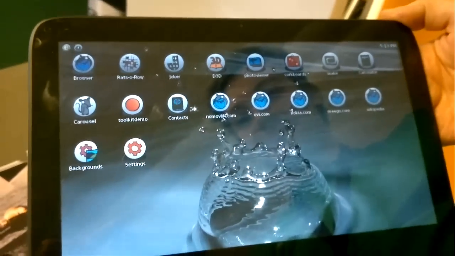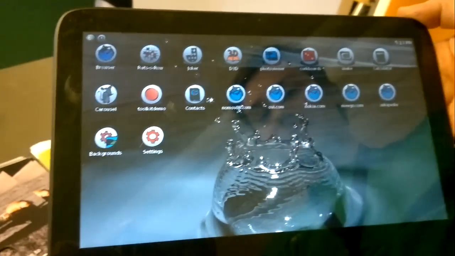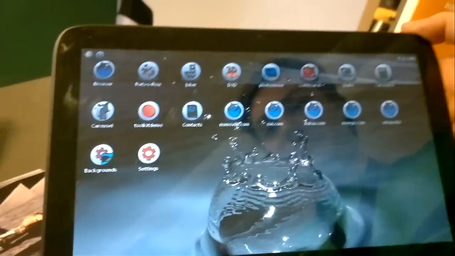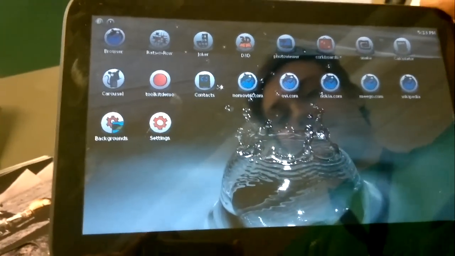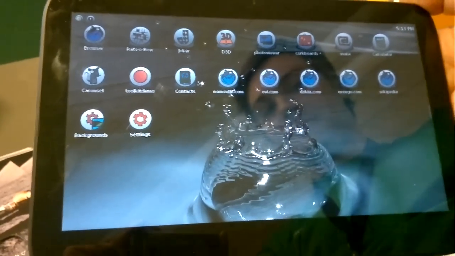We're at MeeGo Summit in Finland, and here we are at the Nomovok booth with Tatu here, and he's going to take us through a little application, user interface, running on a WeTab.